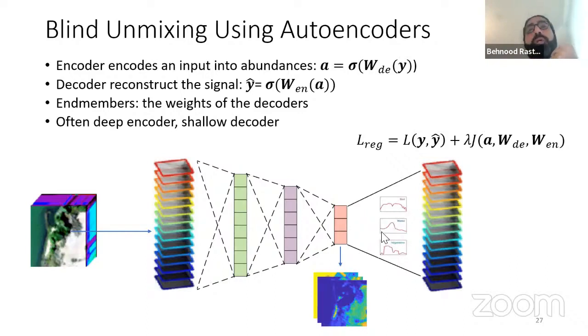So basically, no. Well, it depends, actually. If I understood your question correctly, you can fix the weights of the decoder, and then it turns into supervised unmixing. But in blind unmixing, you also learn the weights of the decoder. So in that case, it is blind unmixing because of that. You learn the weights of the encoder and the weights of the decoder simultaneously. So that's why it's blind unmixing using an autoencoder.